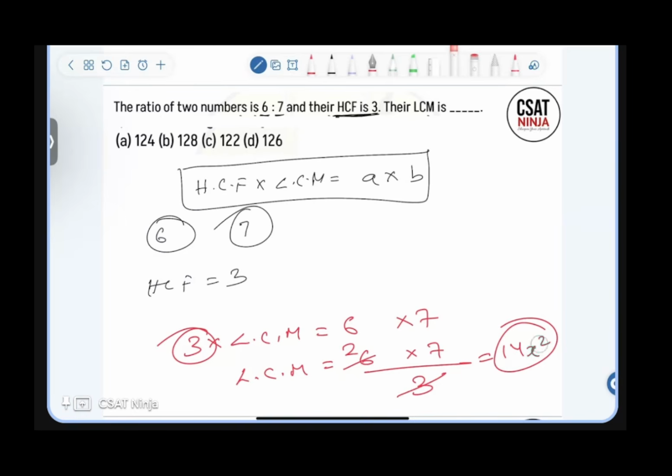Because some may get confused with this. LCM, I'm getting it as 14. But what are the options? In your options, is there any 14 there? No, right? But remember one thing.